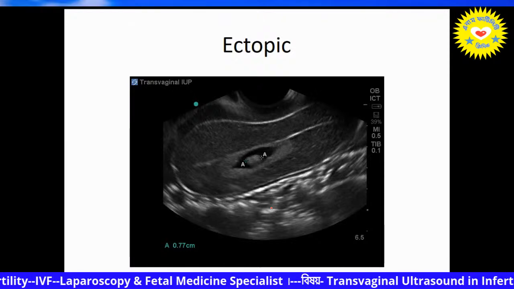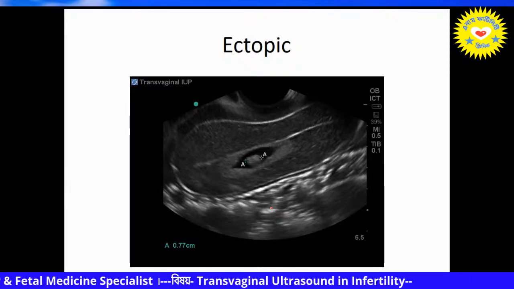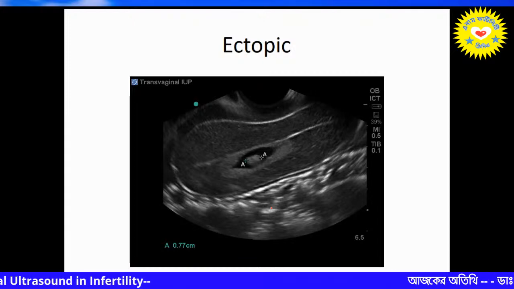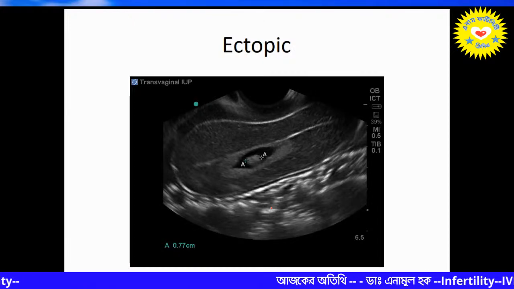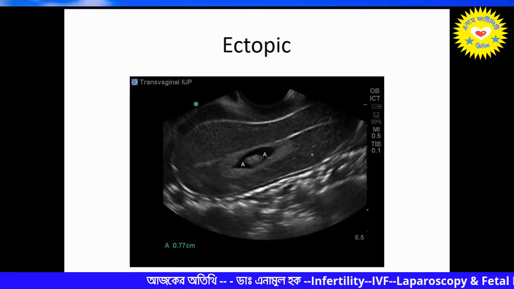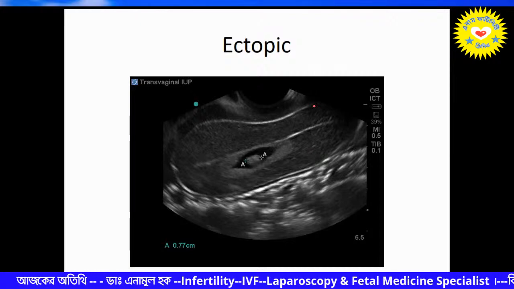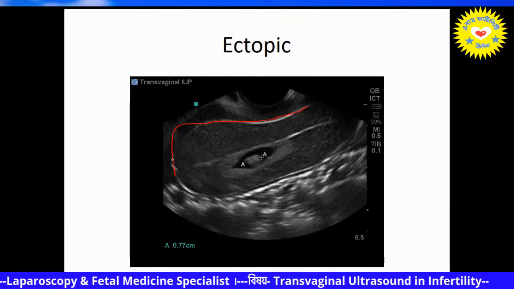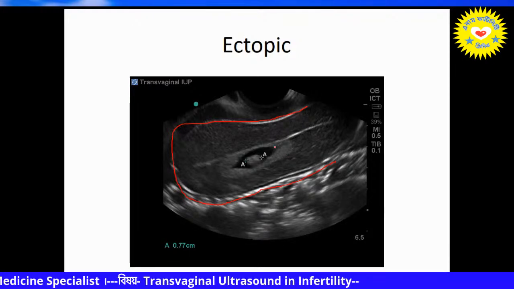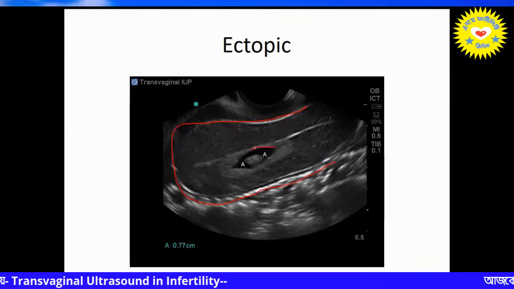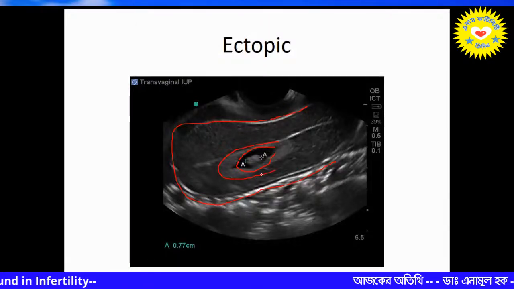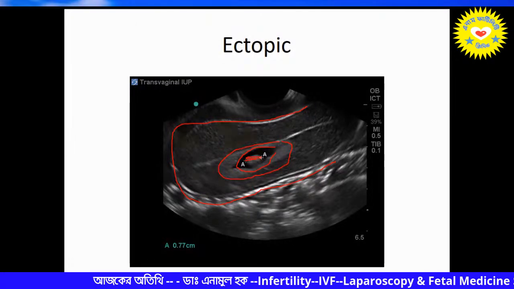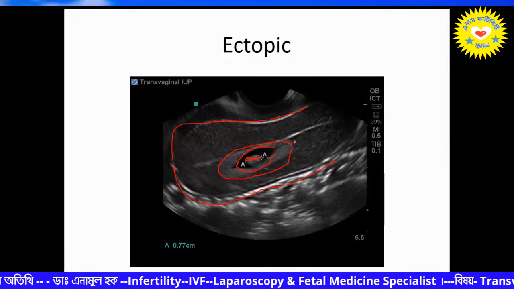Now, in an infertility practice or ART, ectopic pregnancy is more common. So you have to confirm that this is an intrauterine pregnancy. Here you see in a sagittal section, this is the uterus, and you see there is a double decidual ring. This is one ring and another ring, the double decidual ring, and you are seeing the fetal pole. So this is reassuring that this is an intrauterine pregnancy.